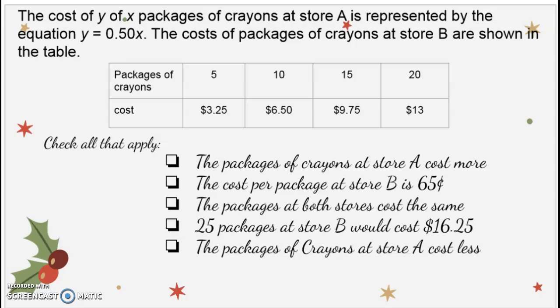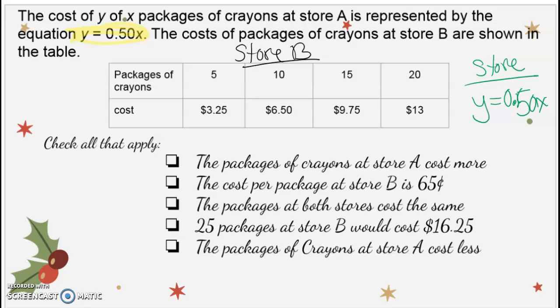So a lot of you guys had a lot of questions that involved words, tables, and check all that apply. So the cost of y of x packages of crayons at store A is represented by this equation. So my store A is represented by this equation right here. Y equals 0.50x is what store A offers. The packages of crayons at store B are shown in this table. So this is store B, and store A is over here. It doesn't have a table, it just has an equation.